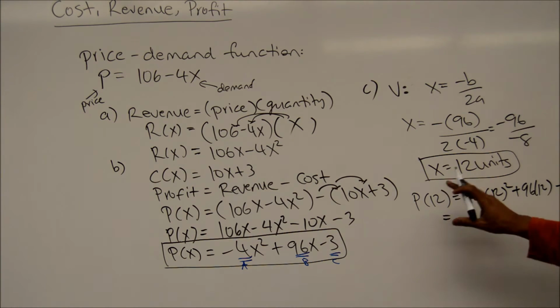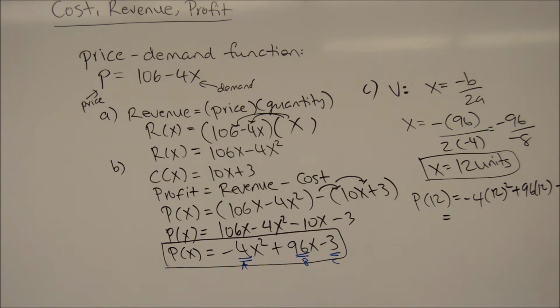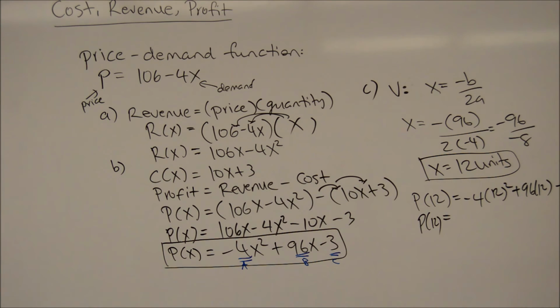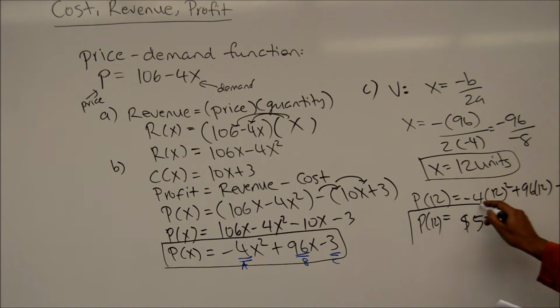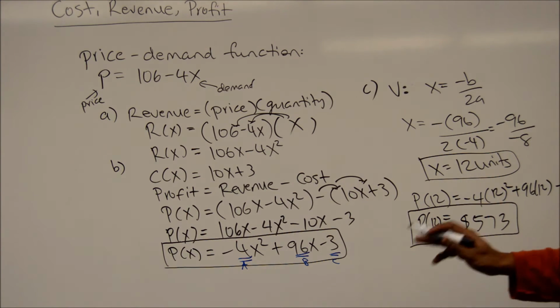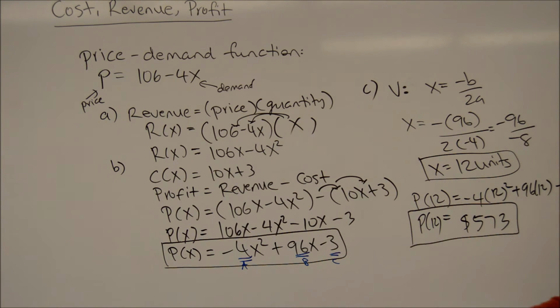Now we've practiced this quite a lot, simplifying this and getting a value for that. So remember to do the exponent first and then multiply, then add and subtract at the very end. But the profit when we sell 12 units is going to equal $573. And that is going to be our maximum profit. If you sell less than this, then the profit is lower. If you sell more than this, profit is also lower.